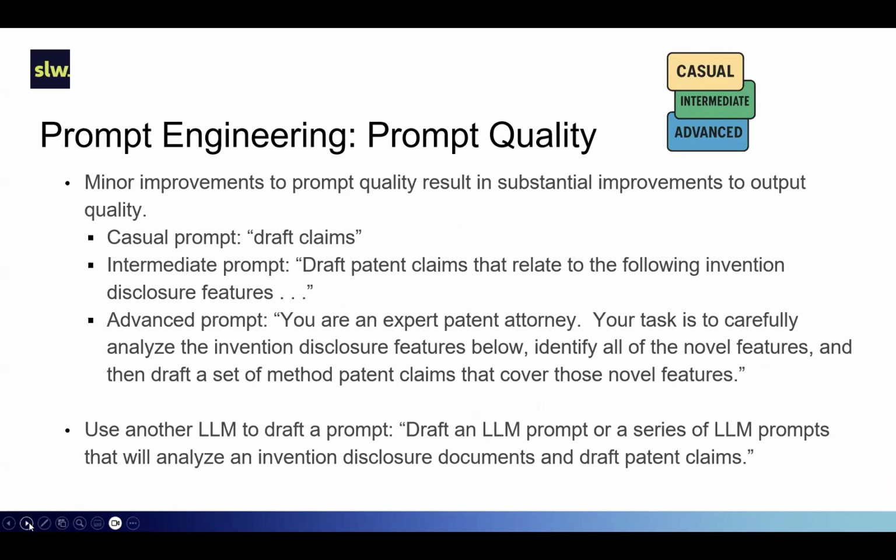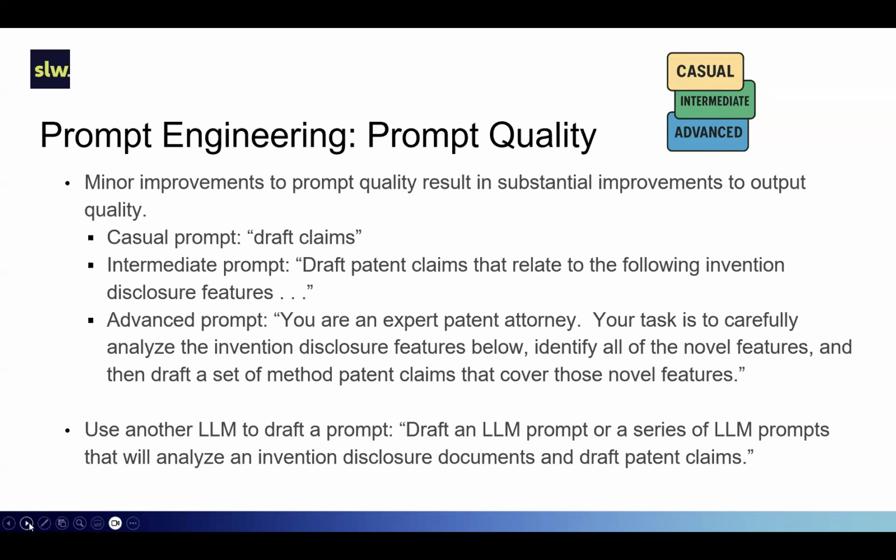Here, we just wanted to identify or highlight the differences between these draft claims. If your casual prompt could be just "draft claims," and you put that as your input, you're going to get a not very helpful output. But the more you develop your prompt, the better your output will be. So an intermediate prompt could be to draft patent claims relating to the following invention disclosure features, and then you paste in whatever those features are.